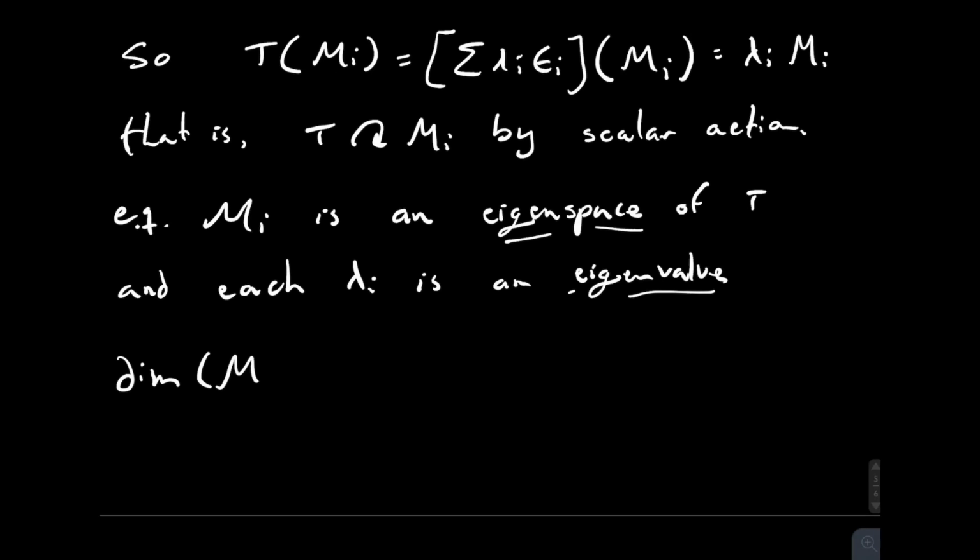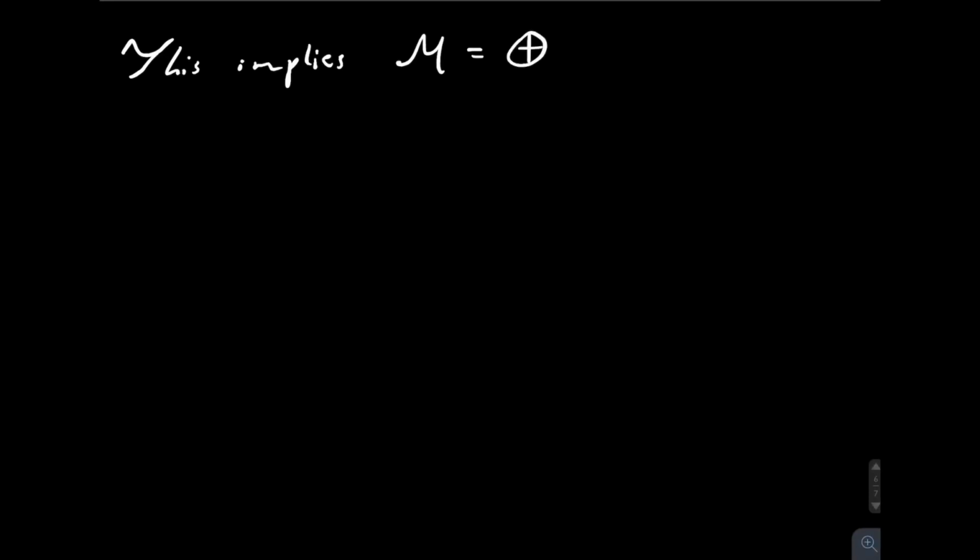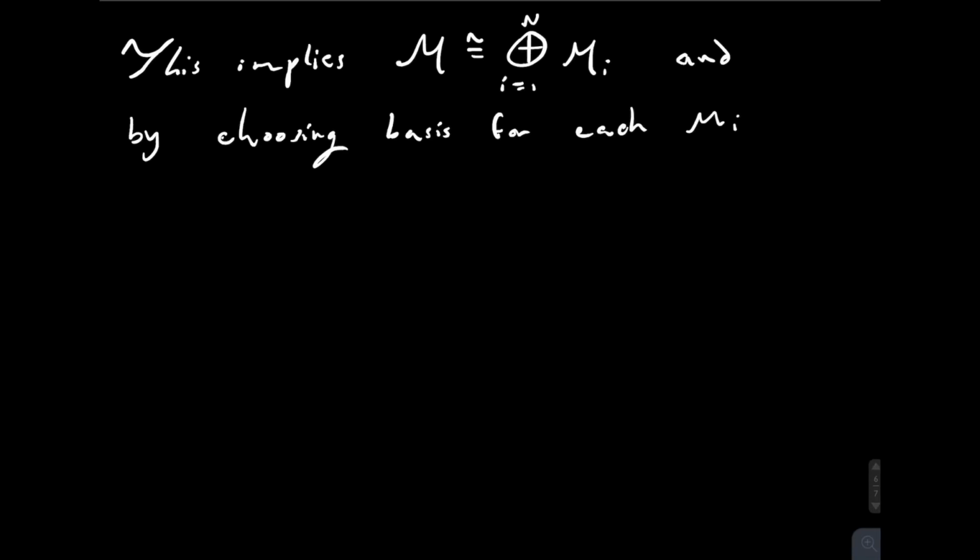Moreover, we say that the dimension of M_i is the multiplicity of lambda i, which we will denote n sub i. Now this implies something very interesting, which is that you decompose the total space into a direct sum of the eigenspaces, and that M should be H, the total Hilbert space. Now by choosing bases for each M_i, we find that H can be written as a direct sum of these copies of C in a very special way.